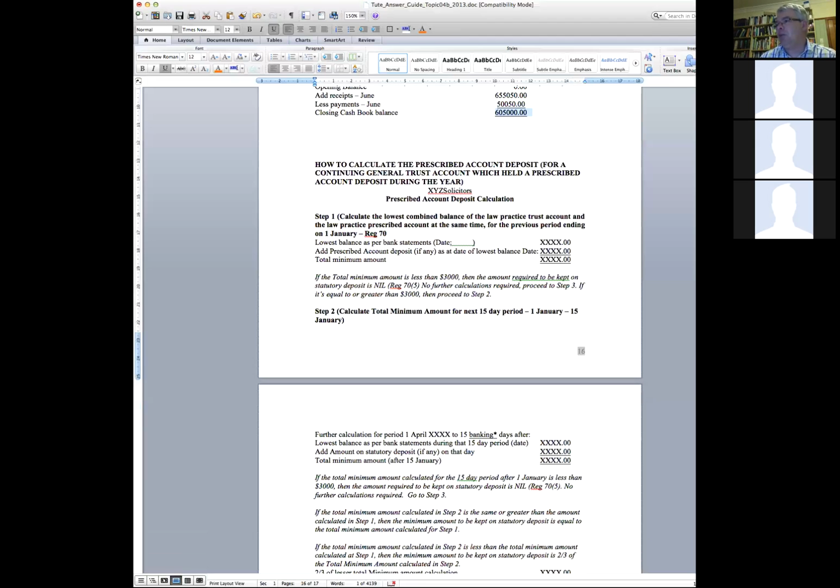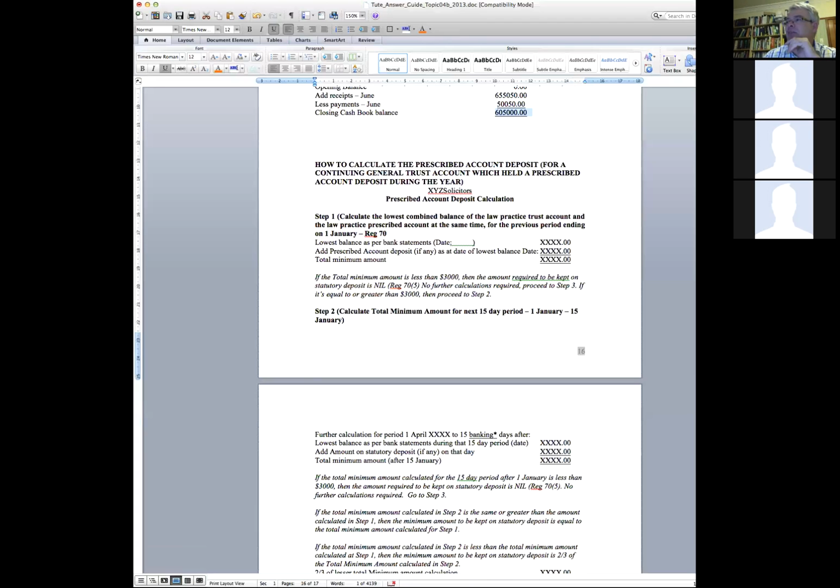Okay, so essentially, step one is calculate the lowest combined balance of the law practice's trust account and the law practice's prescribed account at the same time for the previous period ending on the 1st of January. So your particular solicitor's firm, unless it's the first time it's opened a trust account this year, which is not that common, already has a prescribed account balance. What you're looking for is the lowest combined balance of what they've already got in the prescribed account and what they've got sitting in their own trust account. So you look for the lowest balance of that over the 12 months ending on the 1st of January. So that's the first figure.